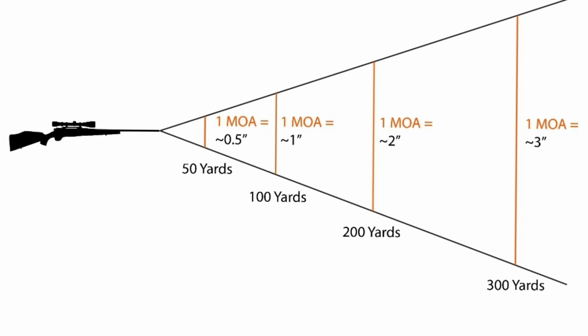And conversely, if you took a closer shot than 100, say 50 yards versus the 100, it would be half the centimeter.